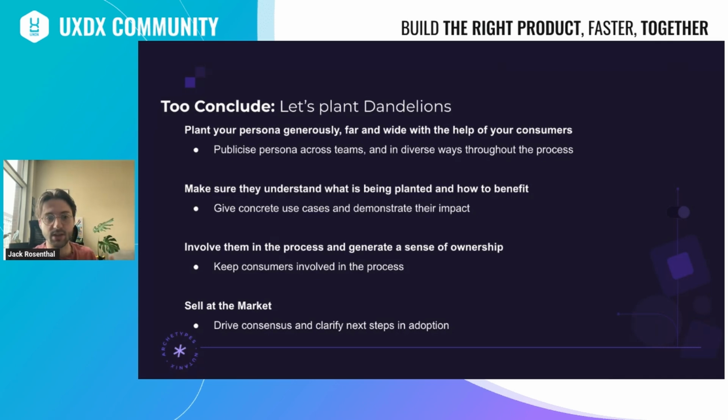And finally, let's sell at the market, right? We already have these established places here. Let's drive consensus at the end through that workshop we were talking about. And then let's clarify the next steps in adoption so that we fit into the system that is already there, rather than asking the system to turn into something completely different.